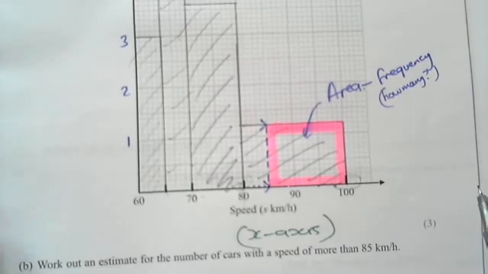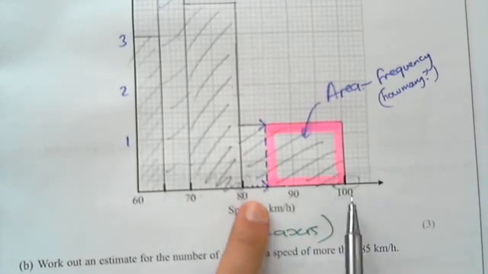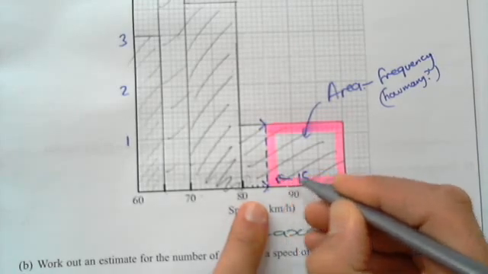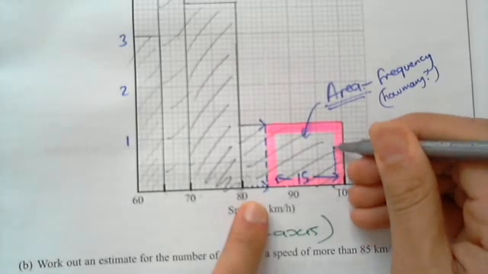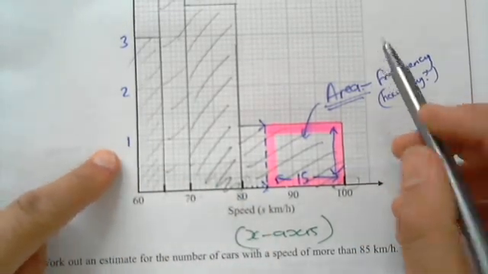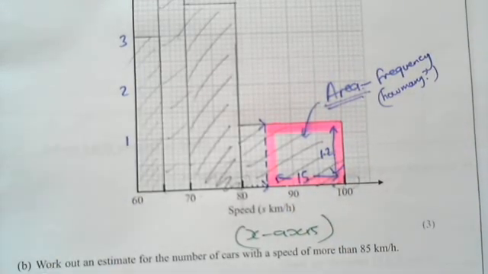Okay, so let's have a look. That's 85 over here. So from 85 to 100, the base of that's going to be 15. Remember, we're working out area. And then the height of this bar is going to be the height of the original one, which is 1.2. So we've got 15 times 1.2.